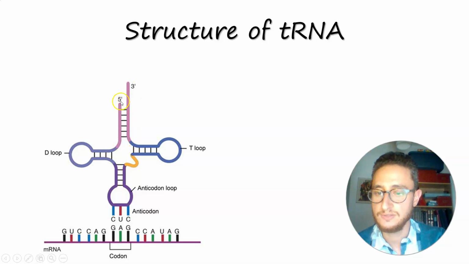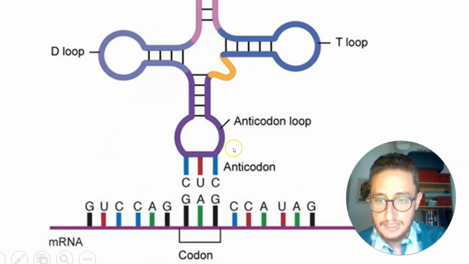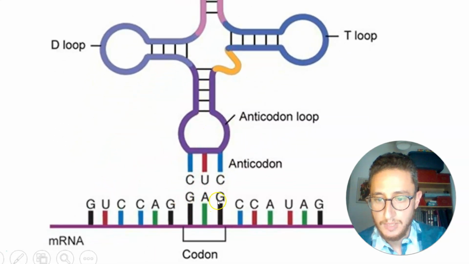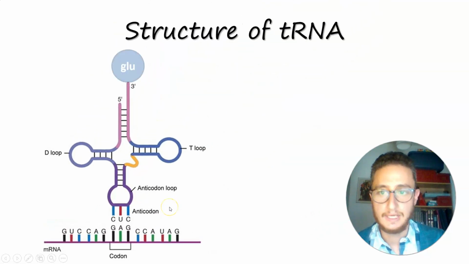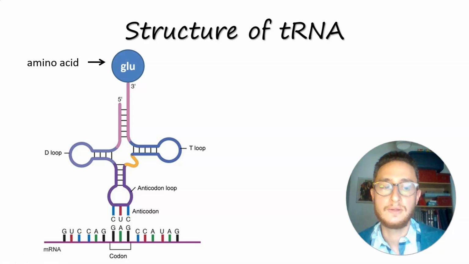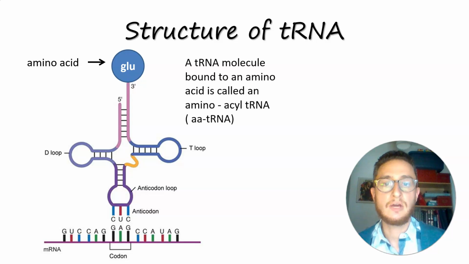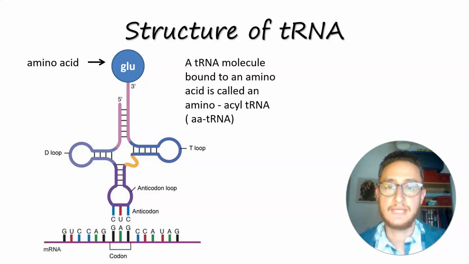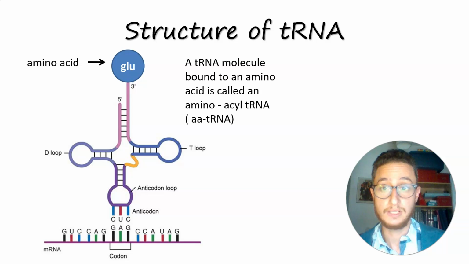There's the 3' end, there's the 5' end, and this is the anticodon loop that is going to complementary base pair with a codon on the mRNA strand right there. And the key is that on the 3' end, bound to it is an amino acid. So a tRNA molecule that has an amino acid attached, we're now going to call an aminoacyl tRNA. For short, we call them AA tRNAs. So this one is loaded up and ready to use. The anticodon is going to show it where it goes in sequence.